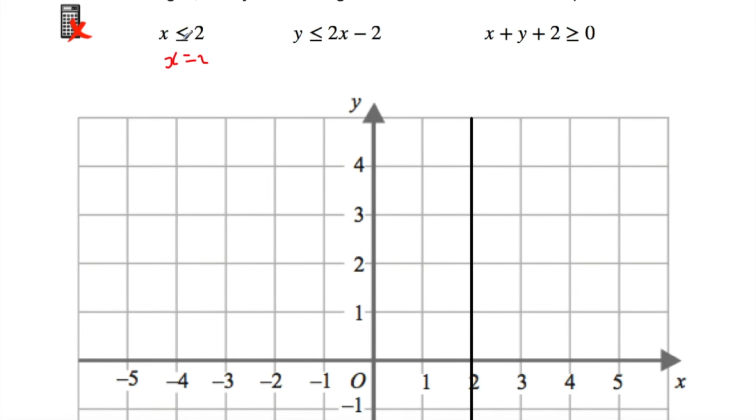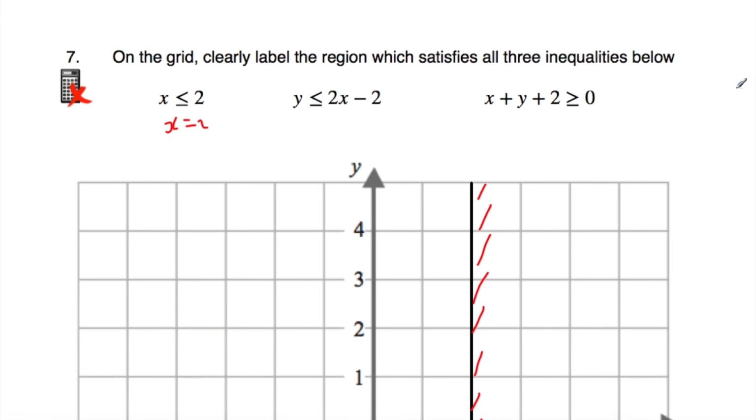Now we want x is less than or equal to 2. So that'll be all the points on or to the left of that line, because all the points that are on the line, the x-coordinate is equal to 2, and all the points to the left of the line, the x-coordinate is less than 2. So that means we're going to reject to the right of the line. So I'm just going to do little dashes to the right of the line just to show us that we're rejecting that side.